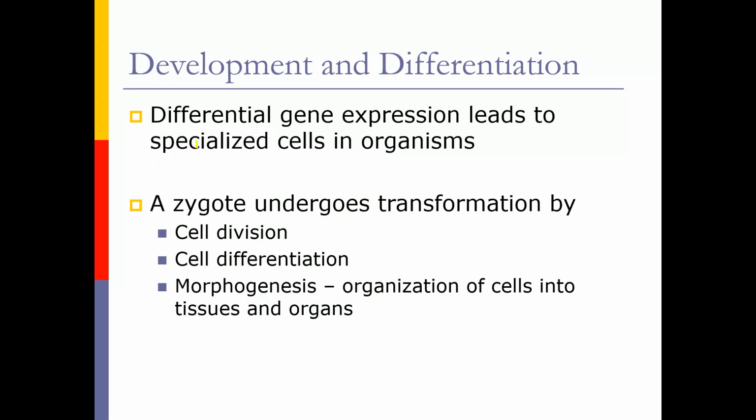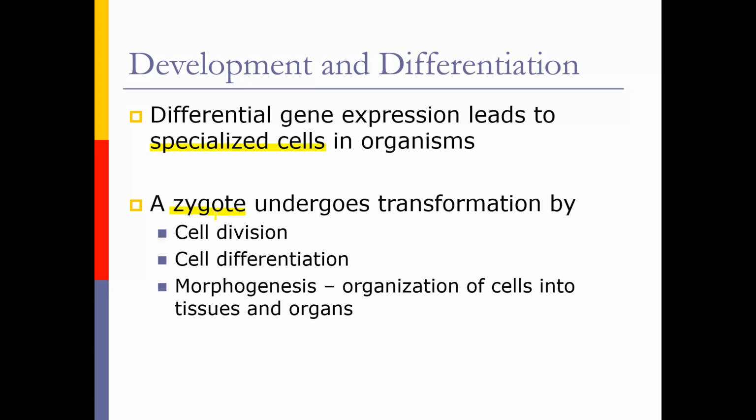And so essentially it's this difference in gene expression that is going to lead to the specialization. As I mentioned earlier, you start off as a single cell called a zygote. It goes through rapid cell division. Eventually those cells start to differentiate and become specialized, and then they go through the process of morphogenesis, which is when they begin to organize into tissues and organs.